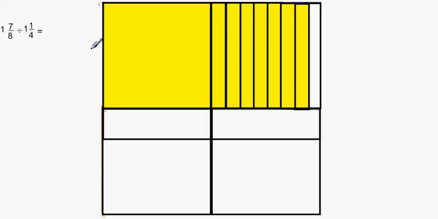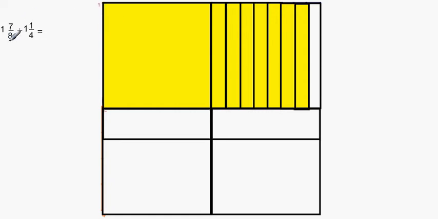If I was dividing by 1 7/8, my answer would be 1. I'm dividing by a number smaller than 1 7/8, so I would expect my answer to be bigger than 1. So I'm looking for an answer bigger than 1, but smaller than 1 7/8. So my diagram might look something like this.